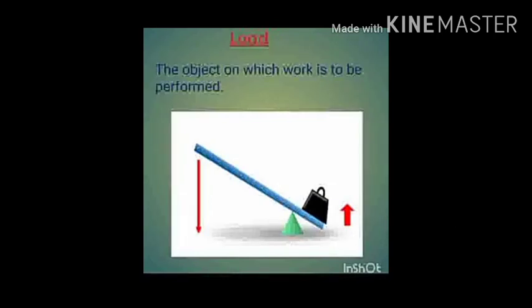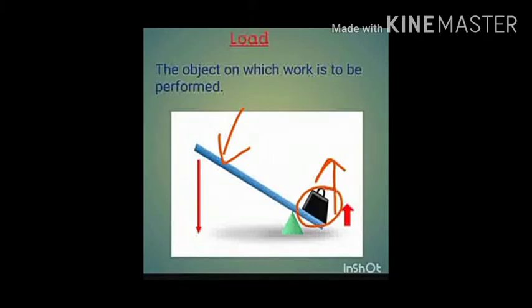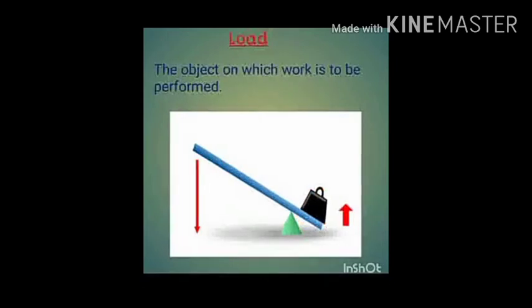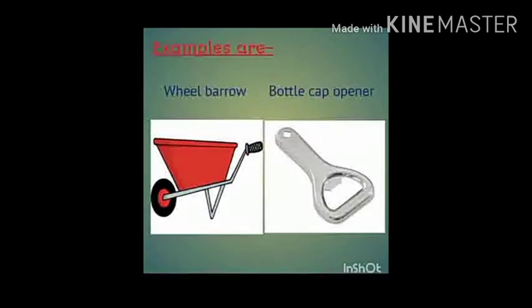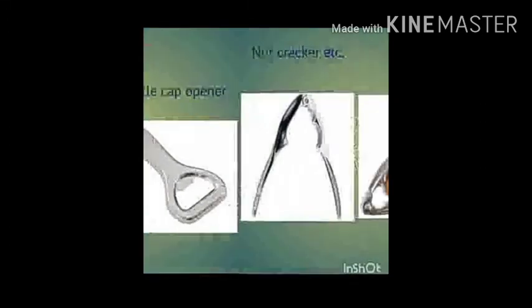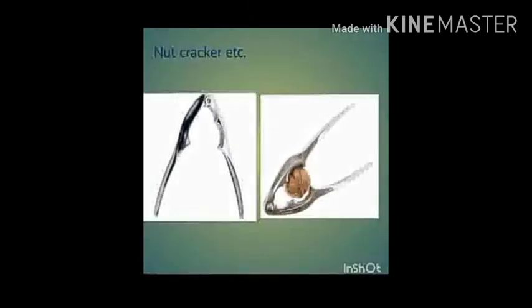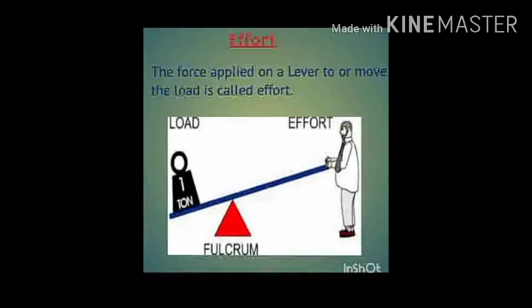Load is the object on which work is to be performed. In this image, you are seeing a lever, where at the right end you are observing a wheel and one bag, that is a load which has to be pulled to the other end. For example, wheelbarrow and bottle cap opener are examples of this type of lever.